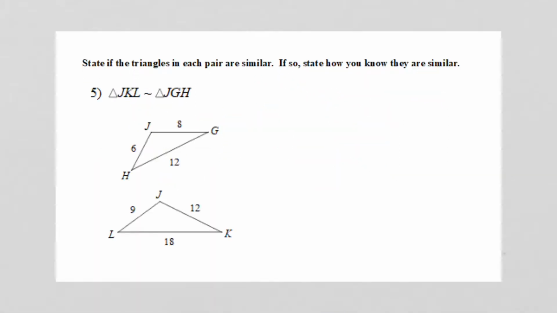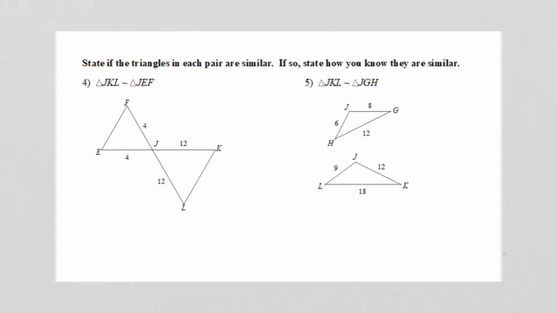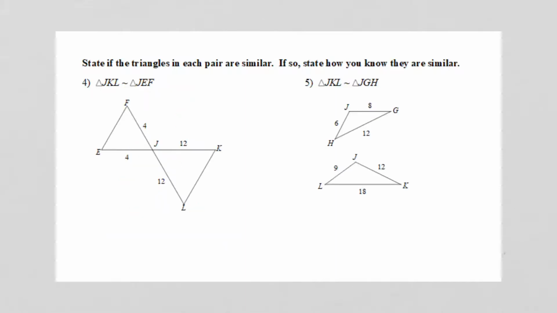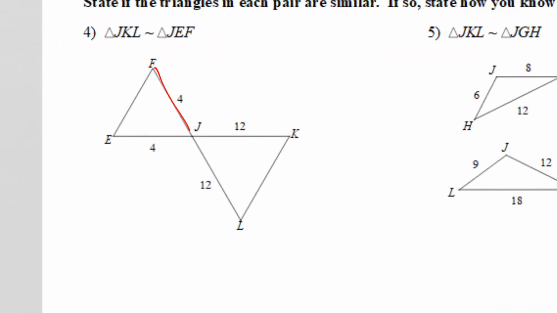For this question, I put 4 and 5 here, but we're going to do only one of these. So for question 4, FJ, which measures 4, is corresponding to LJ, and LJ measures 12. And I know that EJ, 4, is corresponding to KJ, which measures 12.